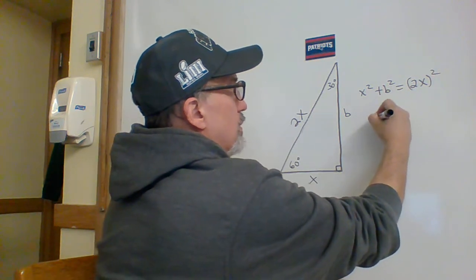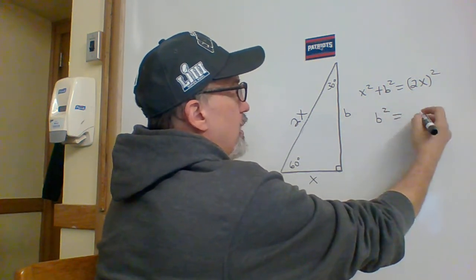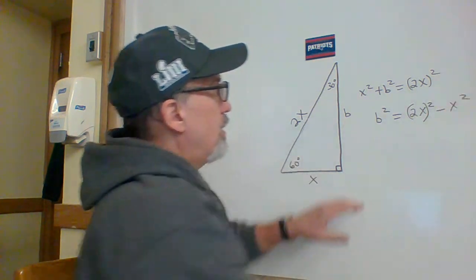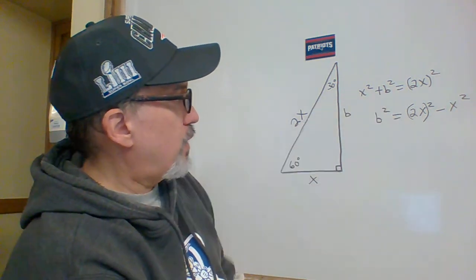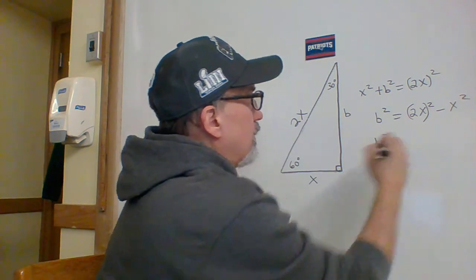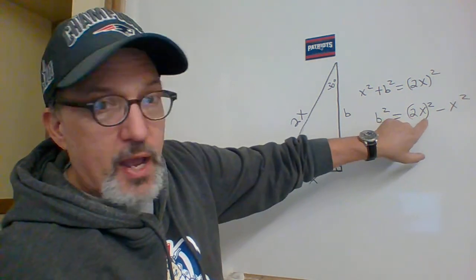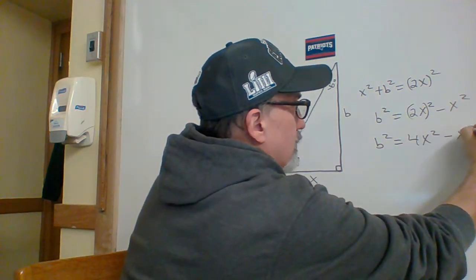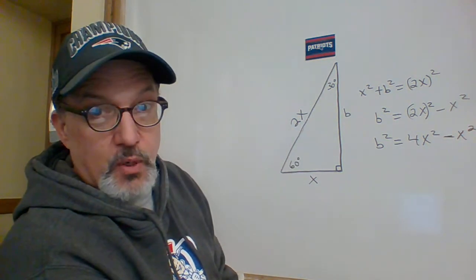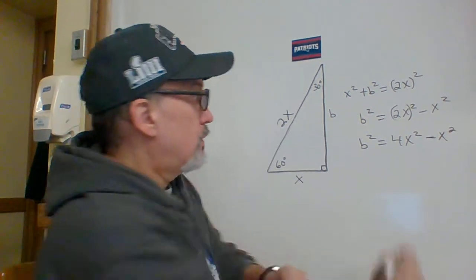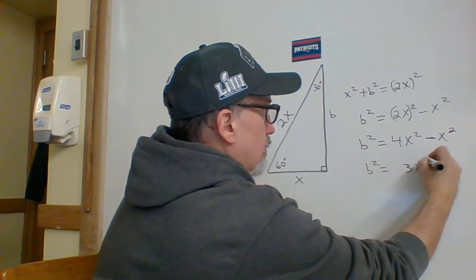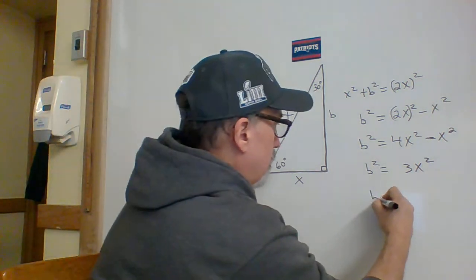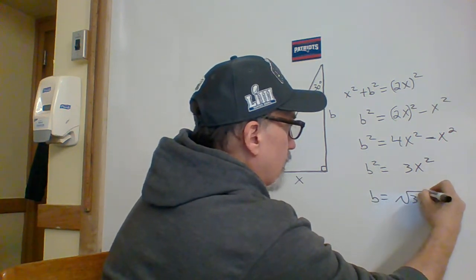B squared is going to be equal to 2x squared, 2x in parentheses squared, minus x squared. I'm trying to isolate that B, so I subtracted x squared from each side. B squared equals, when you square 2x, 2x times 2x is going to be 4x squared. So we have 4x squared minus x squared, which is 3x squared. So B squared equals 3x squared, and therefore B would be the square root of 3x squared.